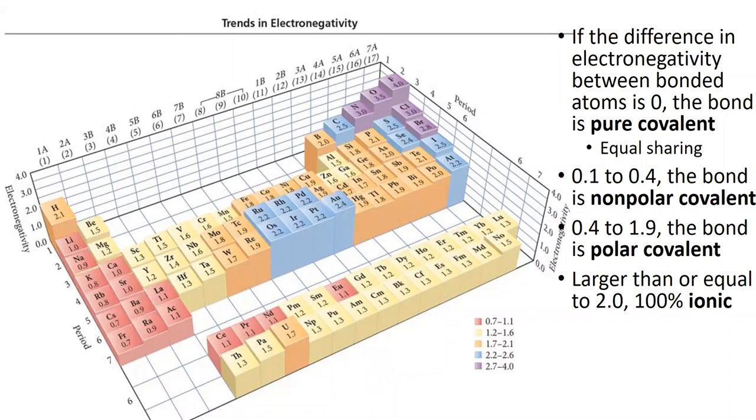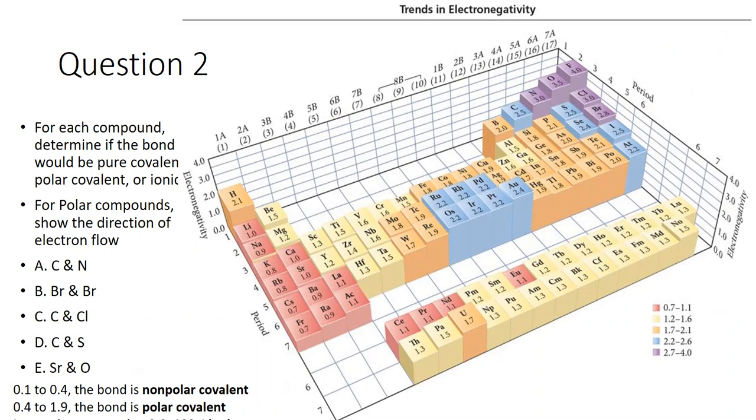I want you then, for these five compounds, to tell me what type of bond you're going to form. Nonpolar, polar, or ionic. I'm just rewriting what's being cut off at the bottom. So if you're greater than 2, you're ionic. If you're a polar compound, show me which way the electrons will flow. To do that, you use an arrow like this, where the arrowhead goes to the negative atom, and the cross goes towards the positive atom.